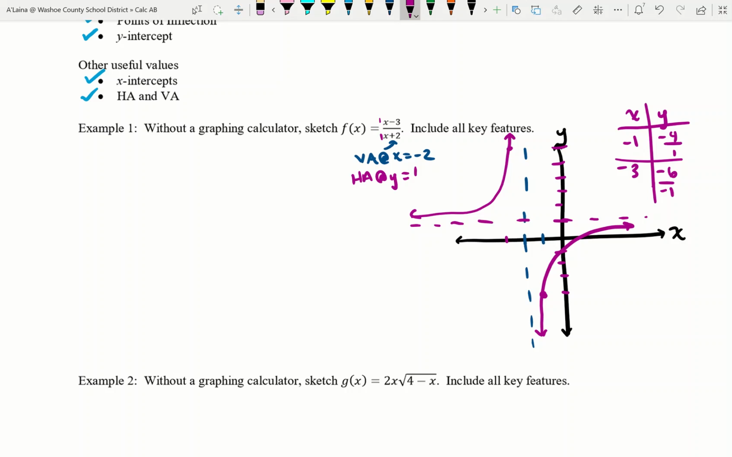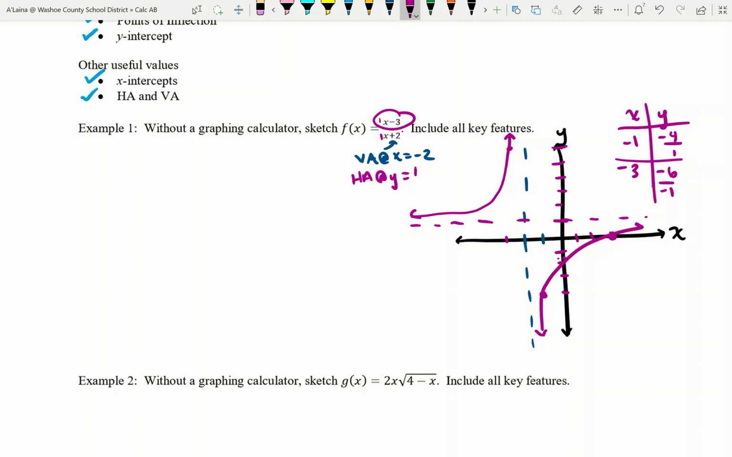If I wanted to, I could see where the x-intercept is at. My graph's not super accurate, but the x-intercept according to the numerator here would be at 3. So my graph maybe looks a little bit more like this. If I wanted to find my y-intercept here, I could put an input of 0, and the y-intercept would be at -1.5. If I just felt like, gosh, I need a slightly more accurate graph.